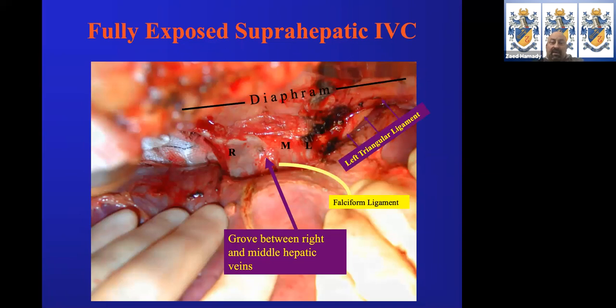And you see that groove is very clearly here. So you can see that this is the right, this is the middle, and that's the groove where you can use. And usually the groove direction, this is what I always tell my trainee, it isn't parallel to the vena cava. It's usually that line. So it's usually directed towards the heart. That's the usual direction of that groove.